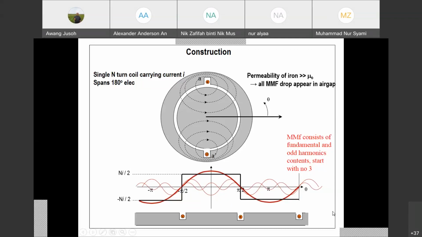Because the MMF is a square wave, it consists of the fundamental plus harmonics, which is not good. We want a pure sinusoidal MMF. But because of the one wire we use, it becomes like this, which is not good.